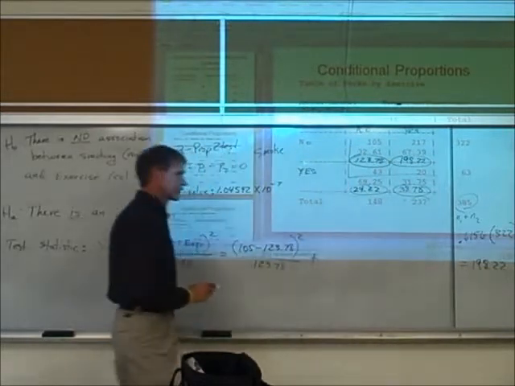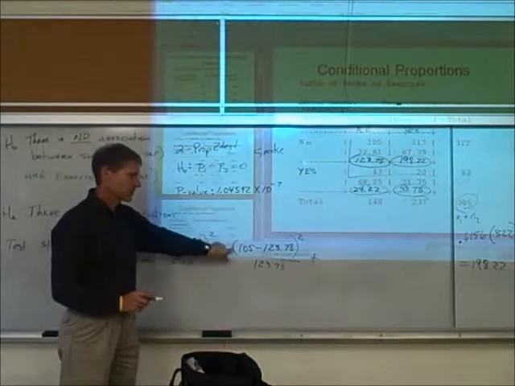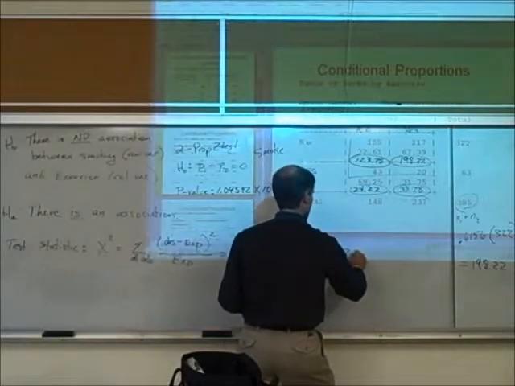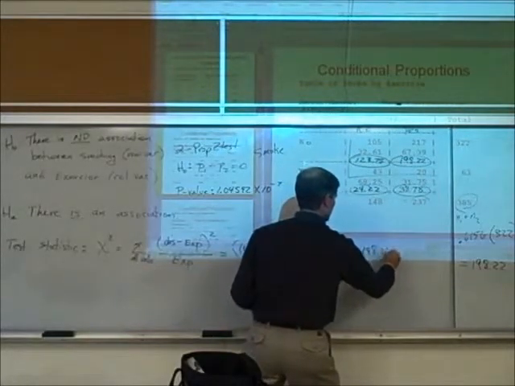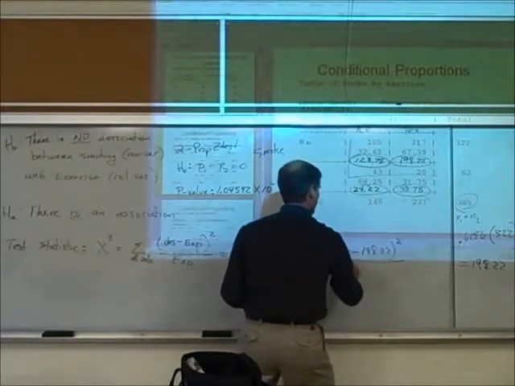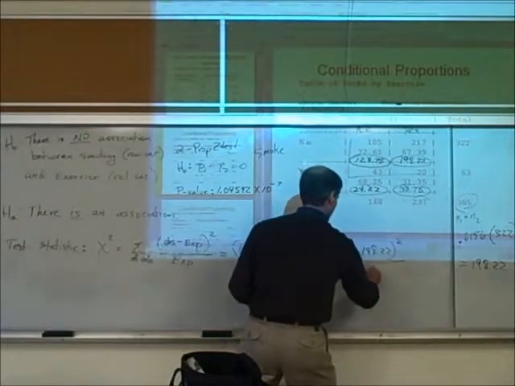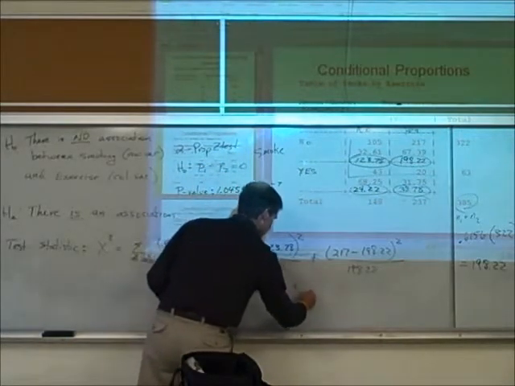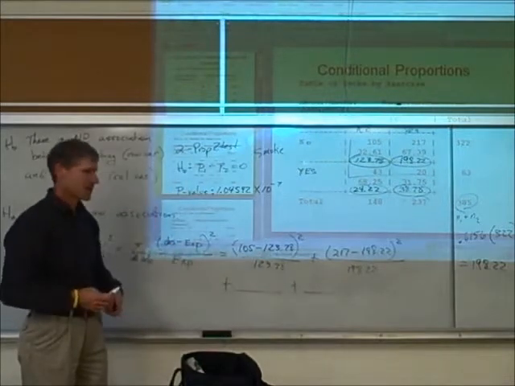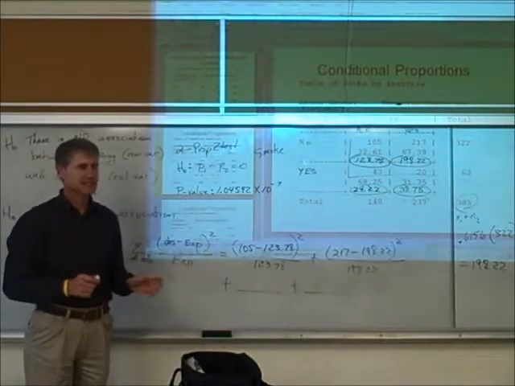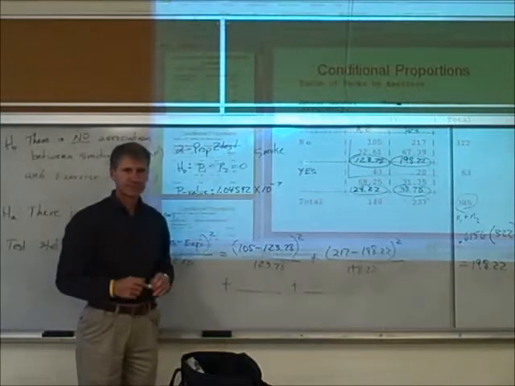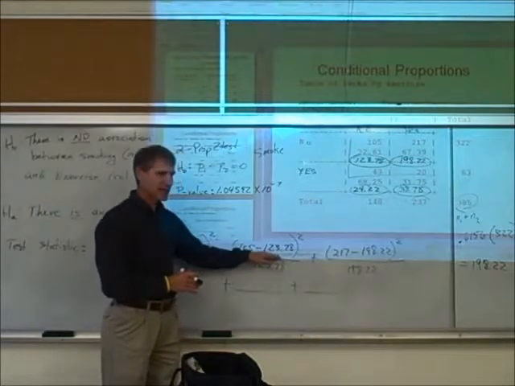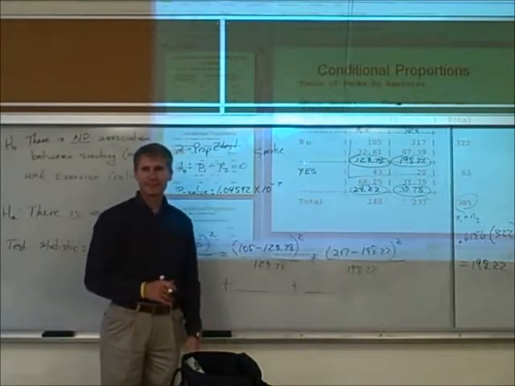Then you're going to add to that the next cell. This is the upper left. Now let's go upper right. That would be 217 minus 198.22, quantity squared over 198.22. Then you're going to add lower left plus lower right. And I'm not going to bother to write those out, but that's how you would get the test statistic if you had to compute it by hand. First you find the expected counts, then you measure the difference between observed and expected, standardize them, and add them up.